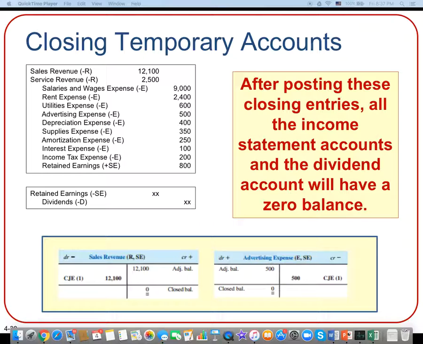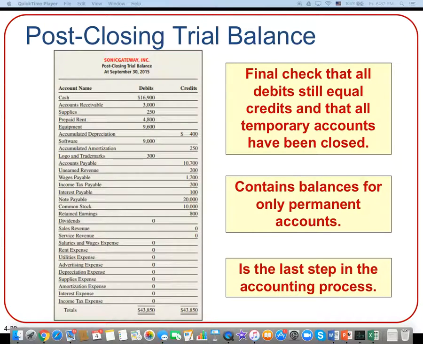That's the idea, right? You're closing all of these temporary accounts, meaning income statement accounts, so that you have a fresh start over. Every account should start with a zero balance. So after the post-closing entry, all of your income statement accounts, including the dividend account, should be zero. And all of your balance sheet accounts are your permanent accounts, and they carry year to year. Okay, this is the last step in the accounting process.